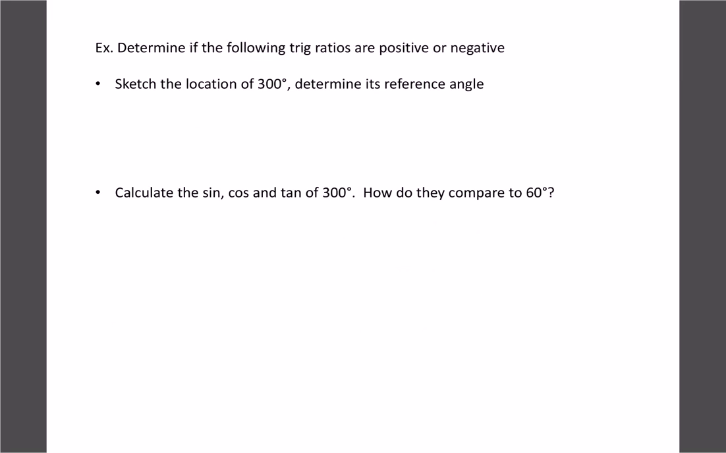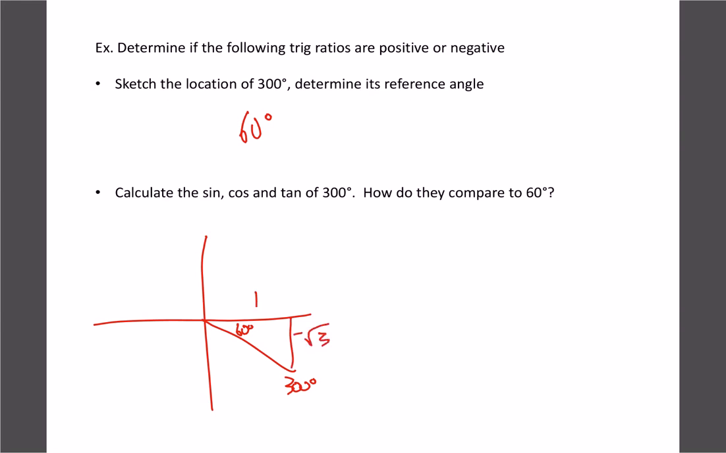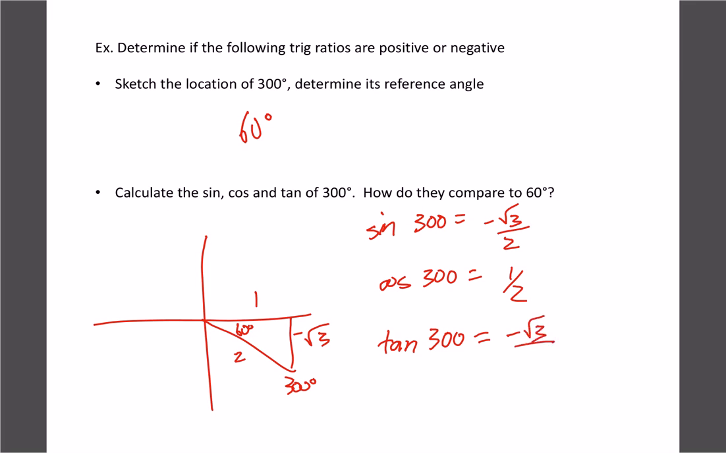And if we do this one more time for 300 degrees, so 300 is over here somewhere, we still have a 60 degree reference angle, and we would have 1 over and root 3 down this time. So if we do our sine, cos, and tan one more time, sine of 300 will be negative root 3 over 2, cosine of 300 will be 1/2, and tan of 300 will be negative root 3 over 1, or just negative root 3.